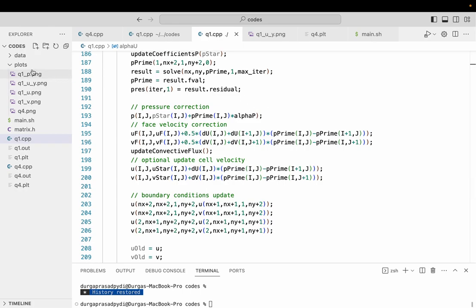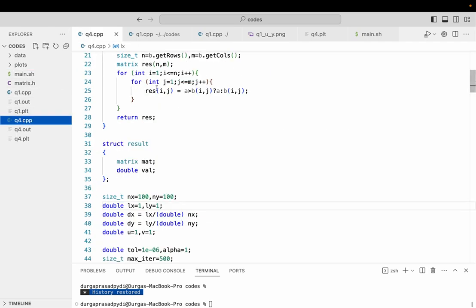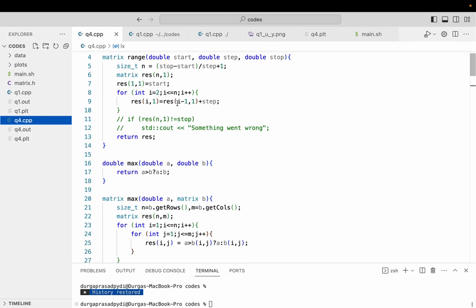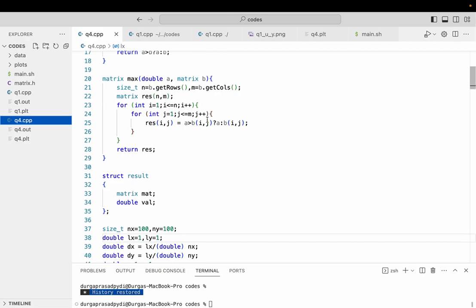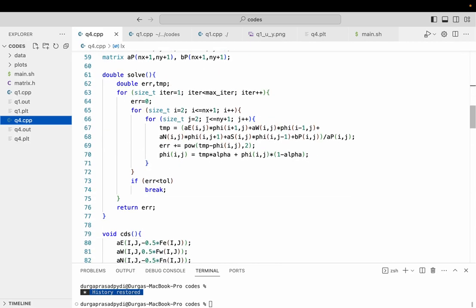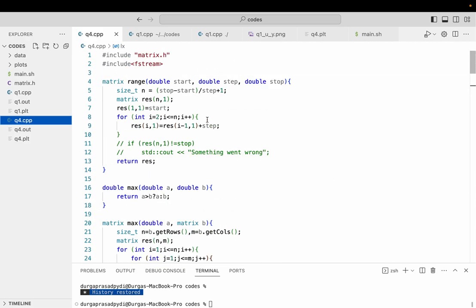So the next question is a little different. We are just going a little step further now. The simpler schemes are already discussed. The next step is you have some of these schemes that we discussed in the lecture. You have an upwind difference scheme, and then you also have something called the QUICK scheme. So this particular code is a demo of how to use QUICK and UDS. Maybe we have to describe what the problem is, and then we'll come back to the code.